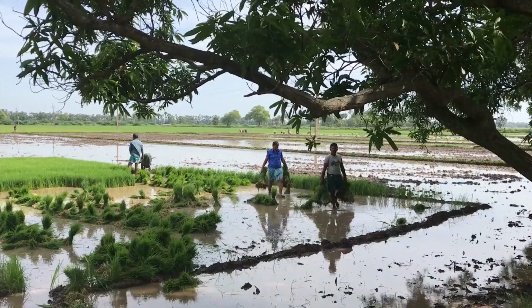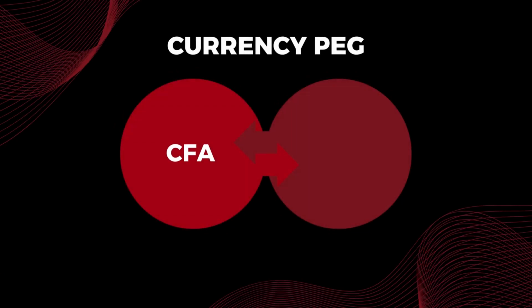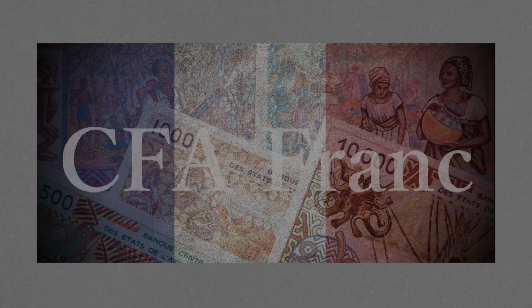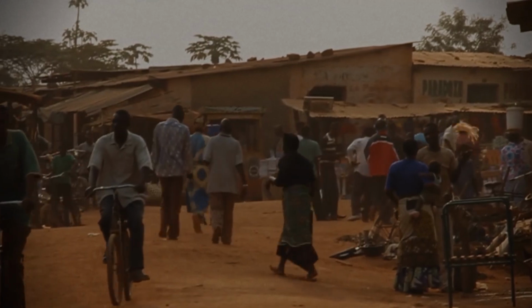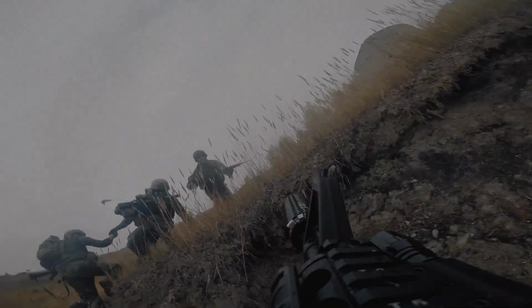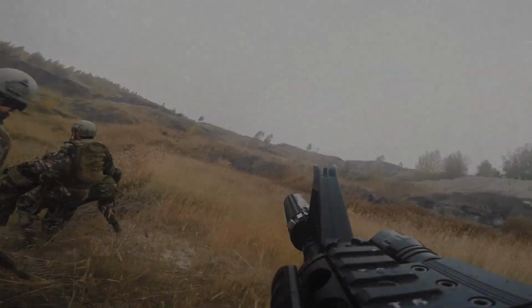So, to maintain its African possessions, France conjured a new currency in 1945 called the CFA franc and forced its colonies to adopt it. Initially, the CFA franc was pegged to its French counterpart at a rate of 1.7 to 1, but in 1948 it was increased to 2 to 1. By overvaluing the CFA franc, Paris maintained its economic advantage while crushing the competitiveness of African exports. Thus, in a way, France cemented its post-war recovery partly through Africa.